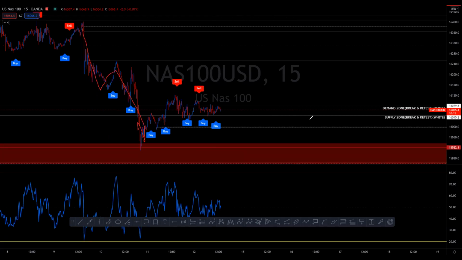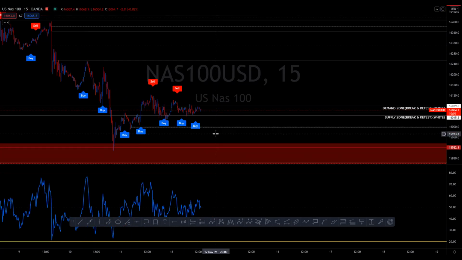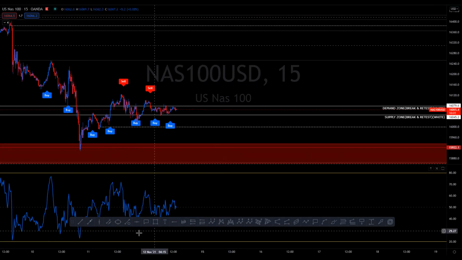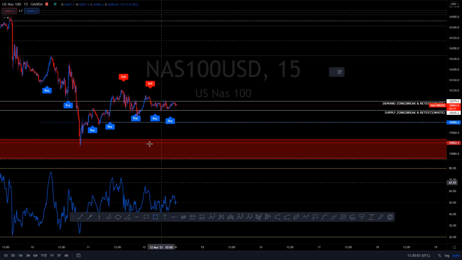So then what we're going to do is start drawing zones around these imbalances, because then we'll know exactly where price is probably going to hit next, if it hits it. So I put a horizontal line.